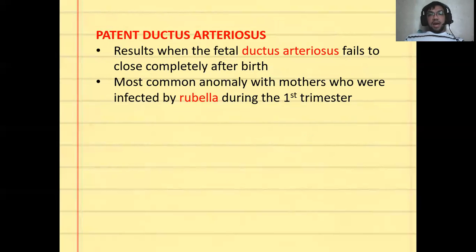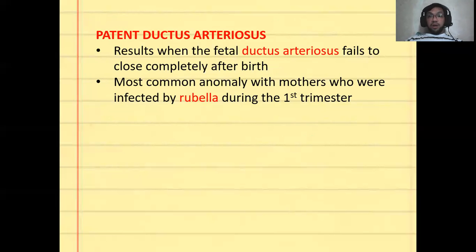Now we go to PDA. This results when the fetal ductus arteriosus fails to close completely after birth. The ductus arteriosus is a normal fetal blood vessel. It's a special type of blood vessel present during the fetal age, together with the ductus venosus and the foramen ovale. But they should close after birth. But if it fails to close after birth, this will result in patent ductus arteriosus.